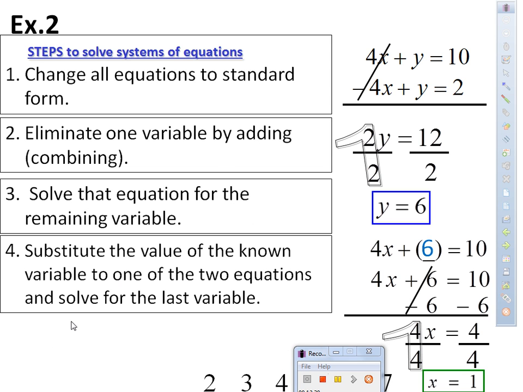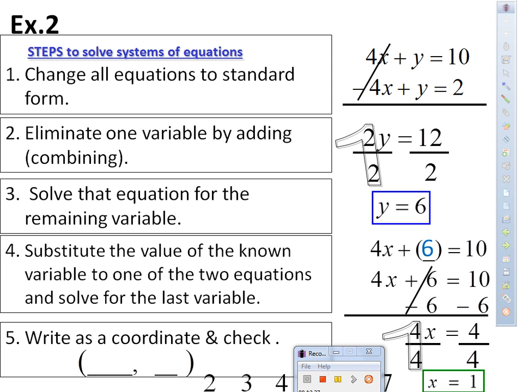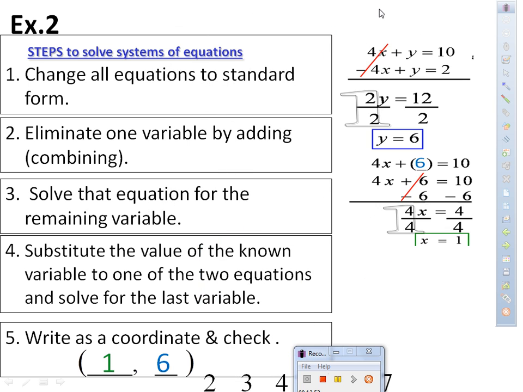So far so good. And the last step, step 5, write as a coordinate, and our coordinate is what? 1, 6. There it is, and all we have to do is check. Let's check this. I'm going to use the top one. So I'm going to bring down the 4x plus y equals 10. And instead of x, I'm substituting 1. Instead of y, I'm substituting 6.